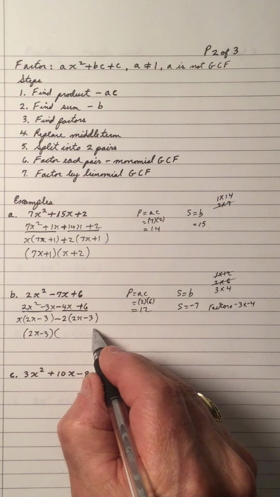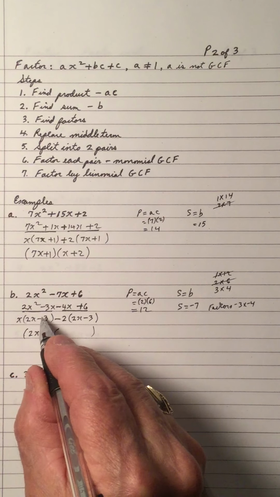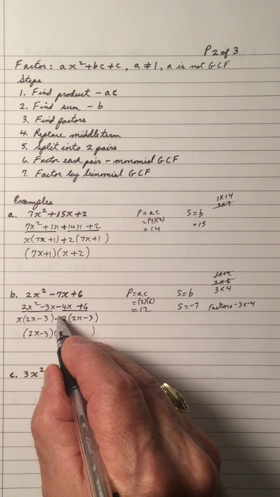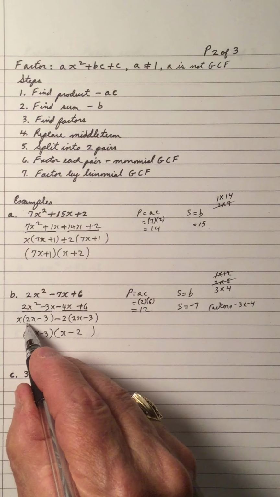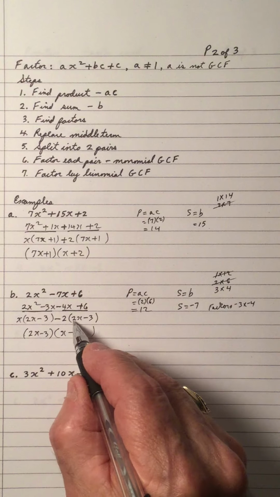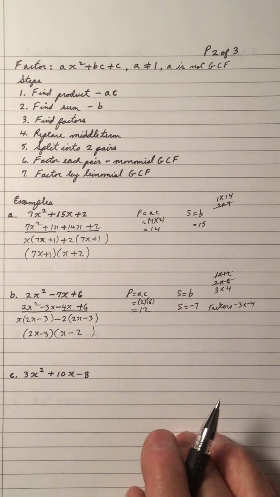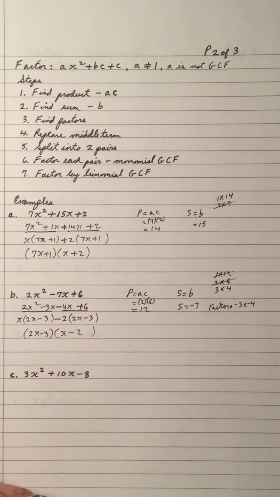And in the first one, when I divide this expression by 2x minus 3, I get an x. And when I divide this expression by 2x minus 3, I get a minus 2. In other words, if you took 2x minus 3 away from here, you get an x. If you took 2x minus 3 away from here, you get a minus 2. And there's the factorization. And to check it, if you want to multiply all this out by FOIL, see if you get that, go ahead.